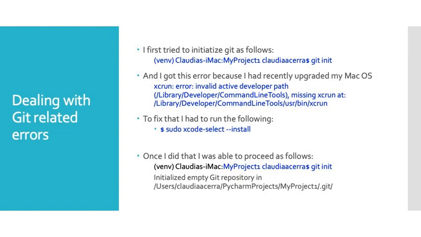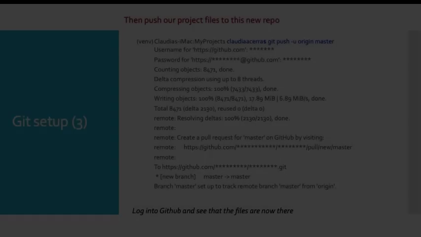I wanted to take a minute to expose you to an error message that I received when I fired off my git init command. In case you see it, you'll know how I resolved it. There may be other ways to resolve it, but I resolved it this way. So when I fired off the git init, I got an invalid active developer path, and you see the error message in blue. What I did to resolve that was to run from the command line a sudo xcode-select --install. Once I did that, I was able to proceed.